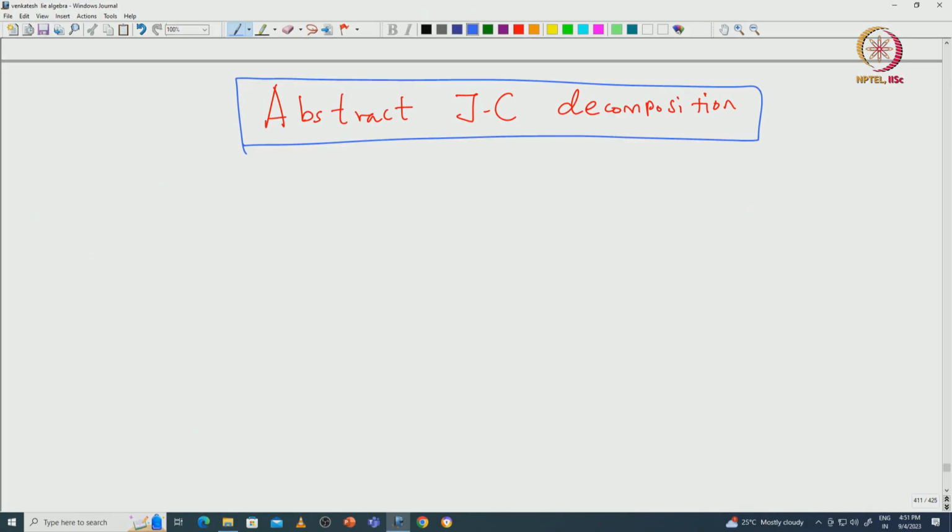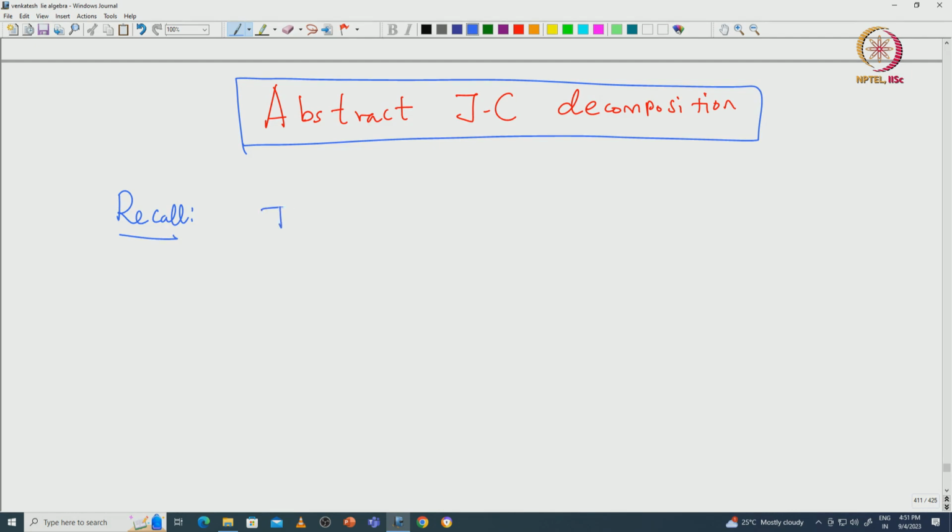Welcome back everyone. In this lecture I will talk about what is called abstract Jordan decomposition for elements of semisimple algebras. So, let us first recall what this Jordan-Chevalley decomposition is, and then we will slowly get into semisimple algebras. So, recall.